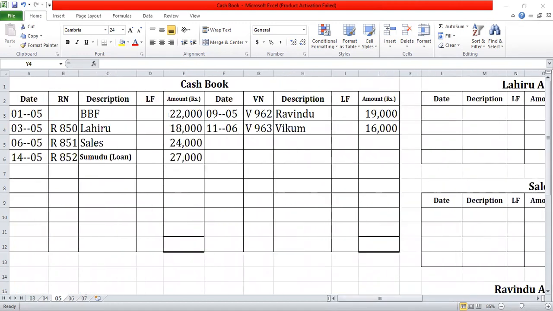The next one is a payment. 18th of May, it's a voucher. Voucher number 964. Purchases, 15,000. It's a payment, no? Cash book credits.